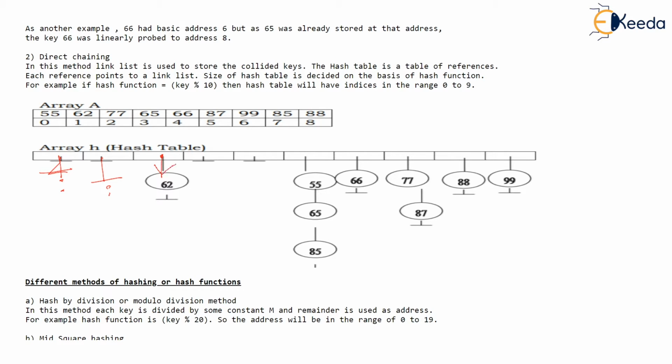So actually the idea is very easy. Whenever a value gets mapped to some address, we will store that value not directly inside the hash table, but we will store it outside the hash table. But inside the hash table, we will simply have a pointer, and the pointer will point to the list of values which get mapped to that particular address.